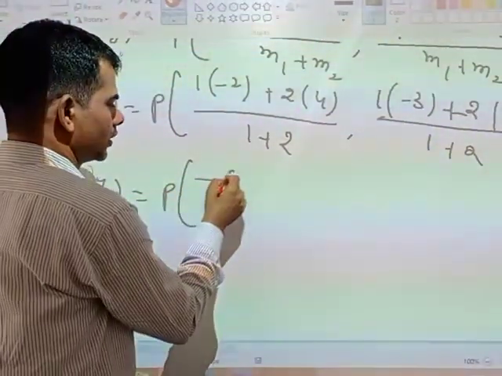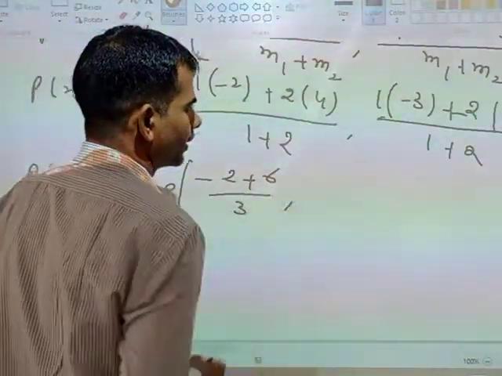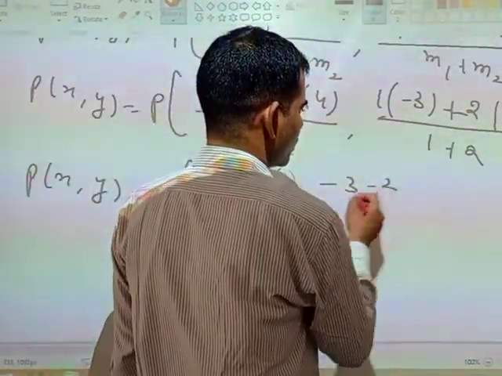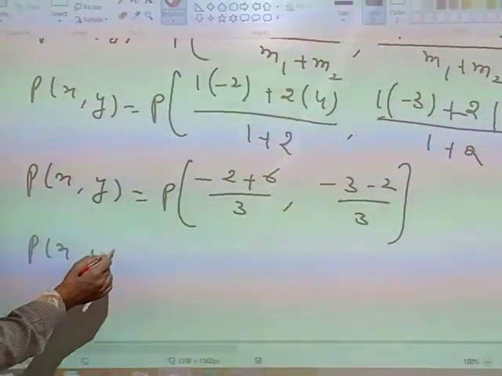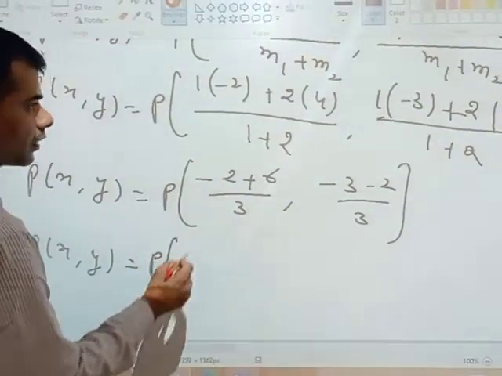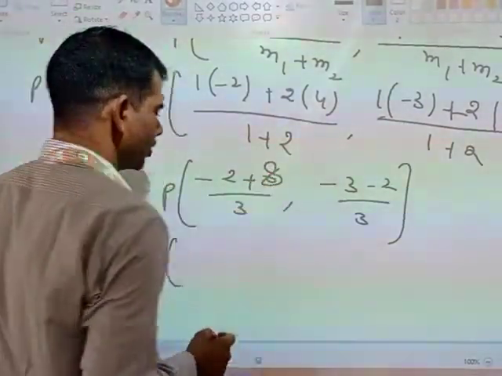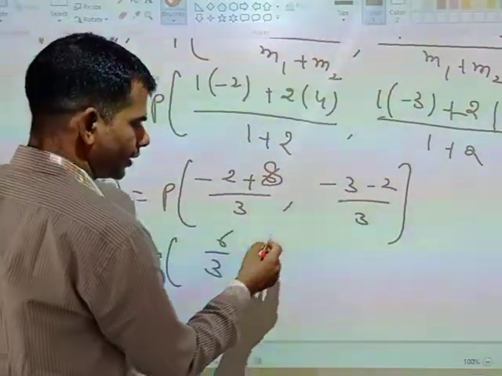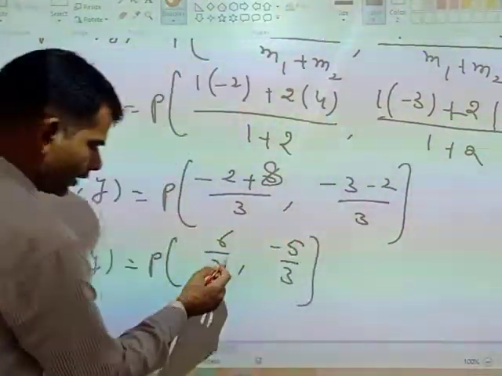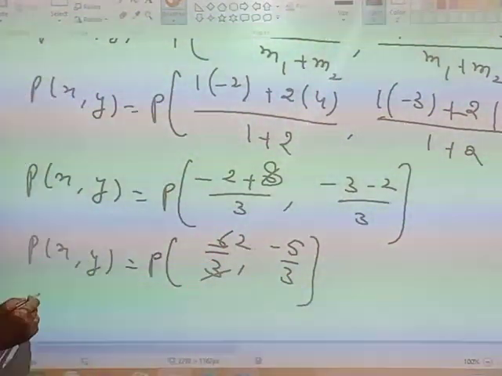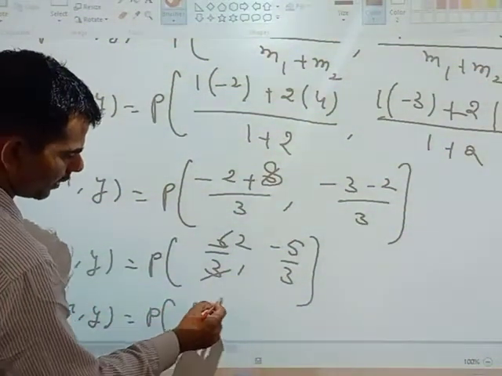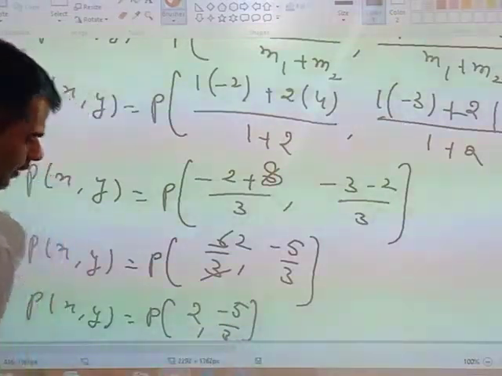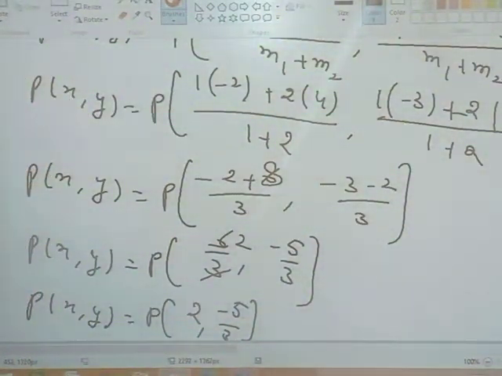It is your (-2 plus 6) divided by 3, and (-3 minus 2) divided by 3. Two into 4 is 8. That is your 6 by 3 and it is -5 by 3. So P(x, y) equals 2 comma -5 by 3. Yes. Any doubt? Any problems? No, sir.